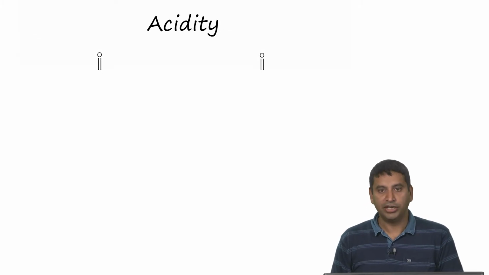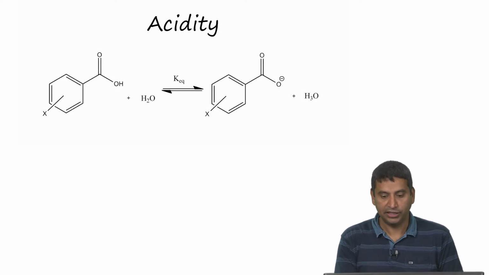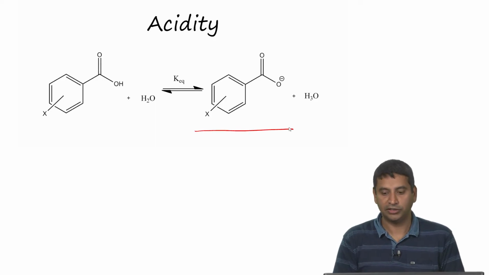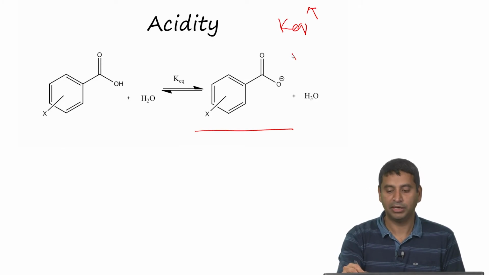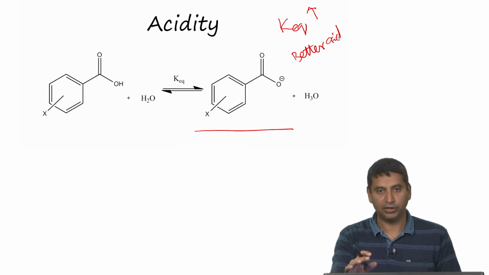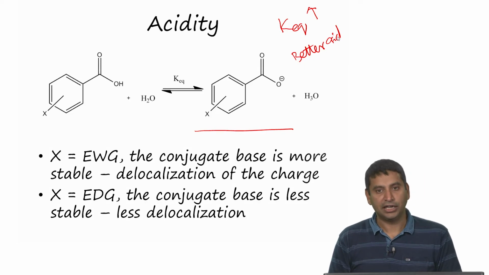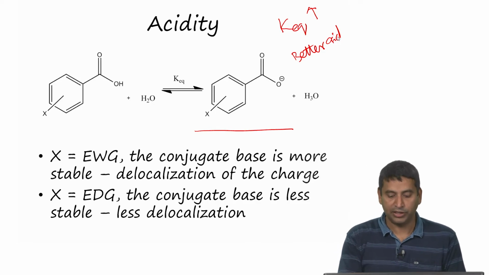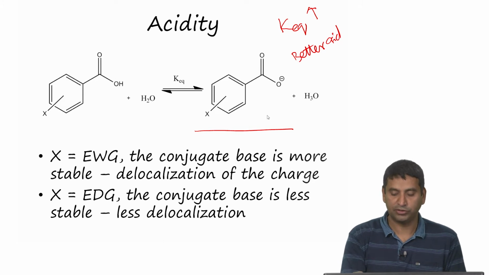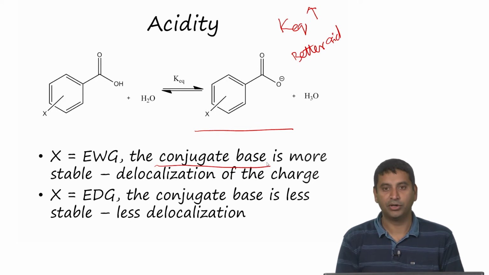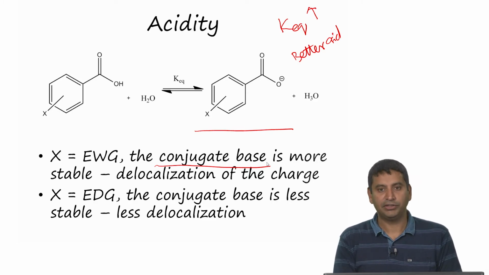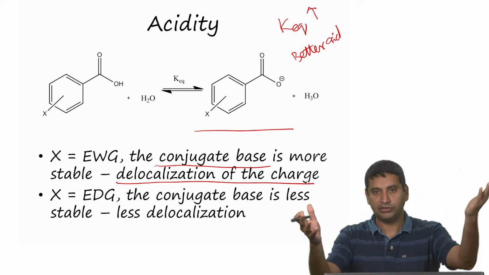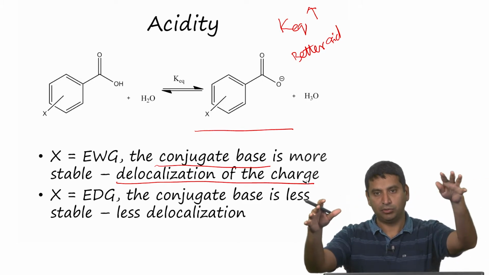We already know that this is a measure of acidity. The higher the equilibrium constant, that is, the greater the Keq, the better the acid. The acidity of a molecule is determined by the stability of the conjugate base, so the stability of this conjugate base is going to determine the position of the equilibrium. The stability of the conjugate base is determined by how delocalized the charge is. The more delocalized the charge, the more stable the molecule is.